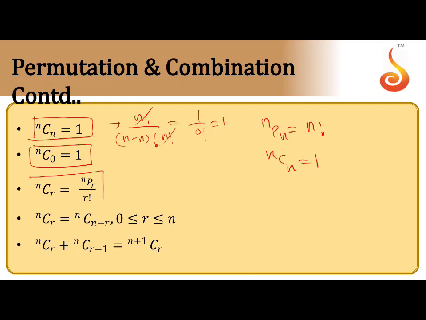Next, I already explained nCr can be written as nPr by r factorial. And you can add one more here: r factorial can be written as nPr by nCr. Sometimes we use this. The ratio of nPr and nCr is equal to r factorial. So P is always the numerator. So nPr by nCr equals r factorial.